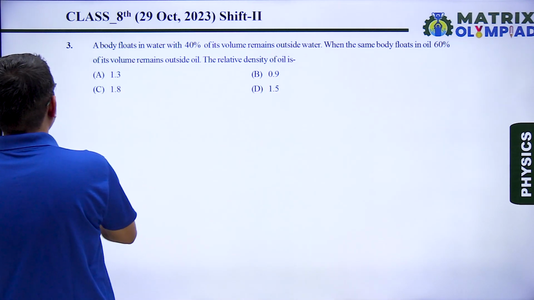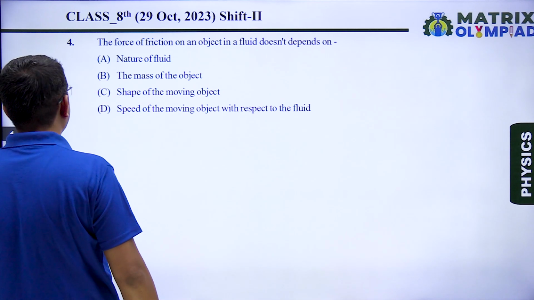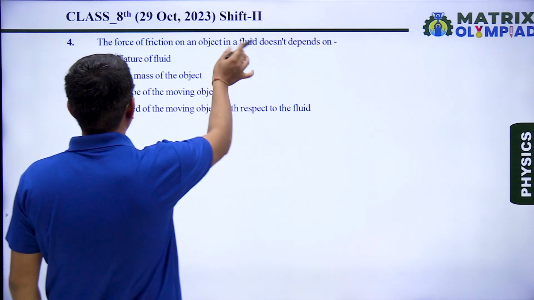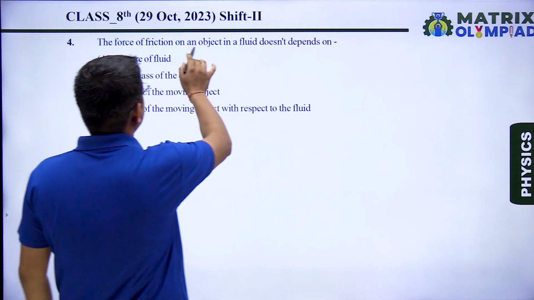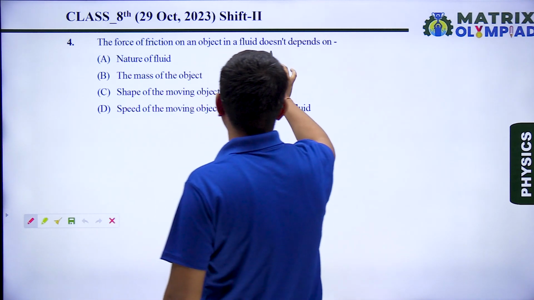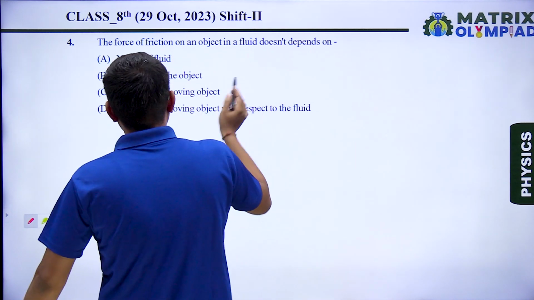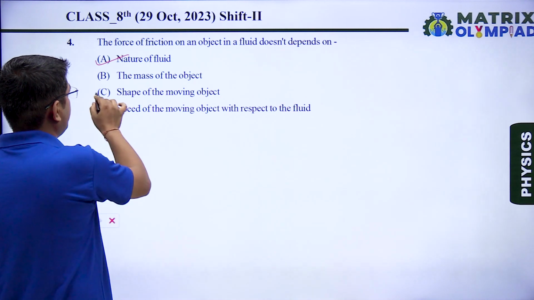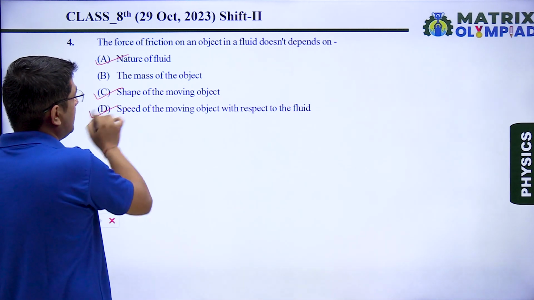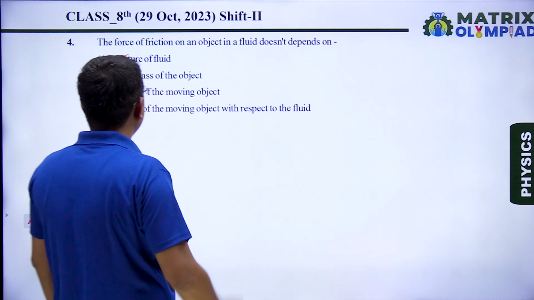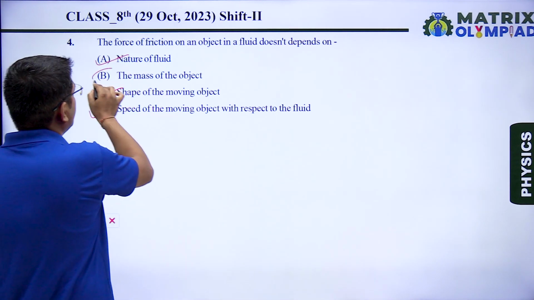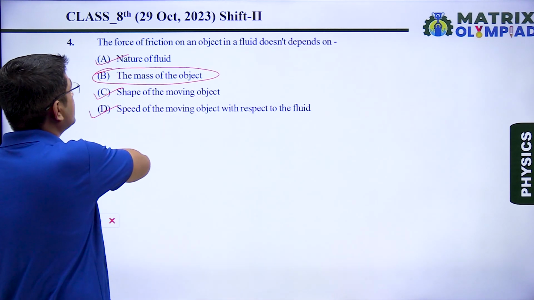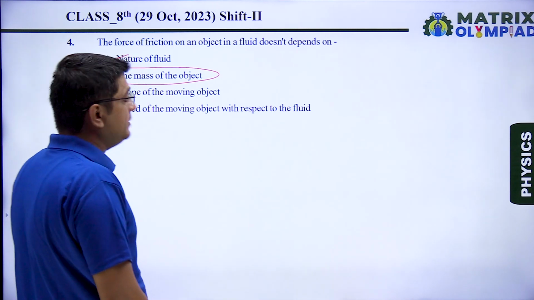Next question, question number 4. In question number 4, a statement is given. Let us read. The force of friction on an object in a fluid does not depend on. It depends on the nature of the fluid, shape of the moving body, speed of the moving object with respect to the fluid, but it does not depend on the mass of the object. So our correct answer is option B.